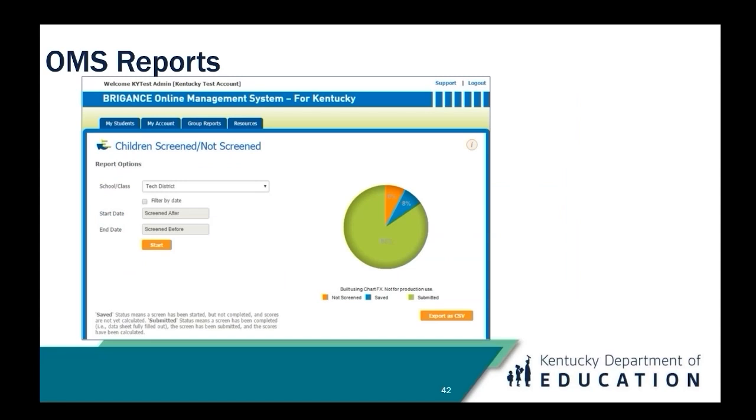The screened, not screened report is perfect for checking whether a child has saved data that hasn't been submitted, but be aware that it will say submitted even if the self-help, social, emotional data is missing. This looks at the core assessment data only.